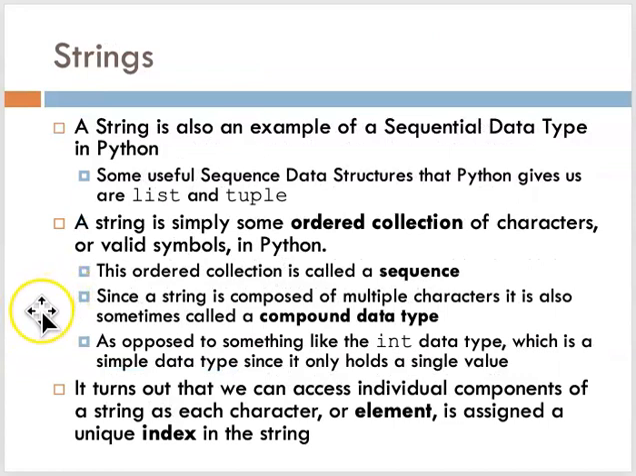And so the same thing happens with other computational data structures that you might have, or computational data that you might be looking at. We've seen strings already. A string is also an example of a sequential data type in Python. Some useful sequence data structures that Python gives us other than that are things like the list and the tuple. We'll see that in a bit as well. A string, you can think of that as an ordered collection of characters or some valid symbols in a language like Python. And in Python, that's exactly what it would be. This ordered collection is called a sequence. And since a string is composed of multiple characters, it's also sometimes called a compound data type.